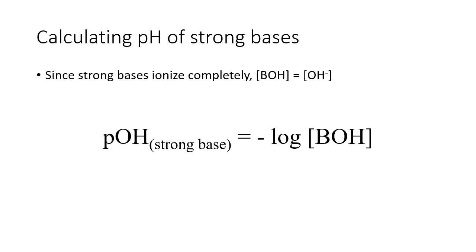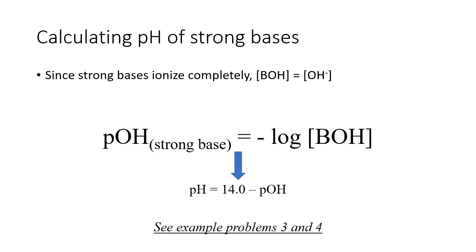We can use this to find the pOH of the strong base by using the negative log of the initial concentration of the base. We would then need to convert this into pH using 14 minus the pOH. For an example problem, you can go back to problems 3 and 4 to see how to use this pOH equation and convert it into a pH.